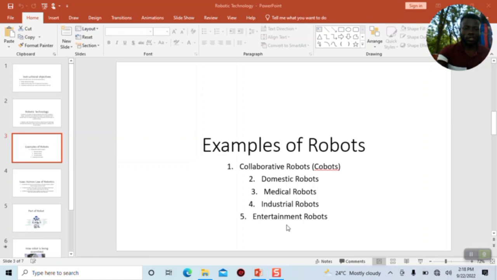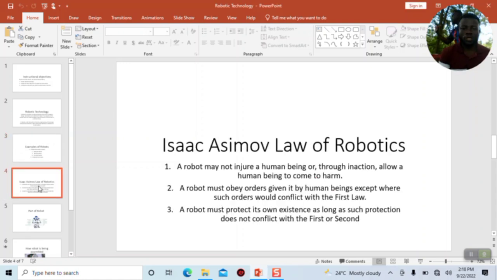The first law is: one, a robot may not injure a human being or through inaction allow a human being to come to harm. Two, a robot must obey orders given it by human beings, except where such orders would conflict with the first law. Three, a robot must protect its own existence as long as such protection does not conflict with the first or the second law.